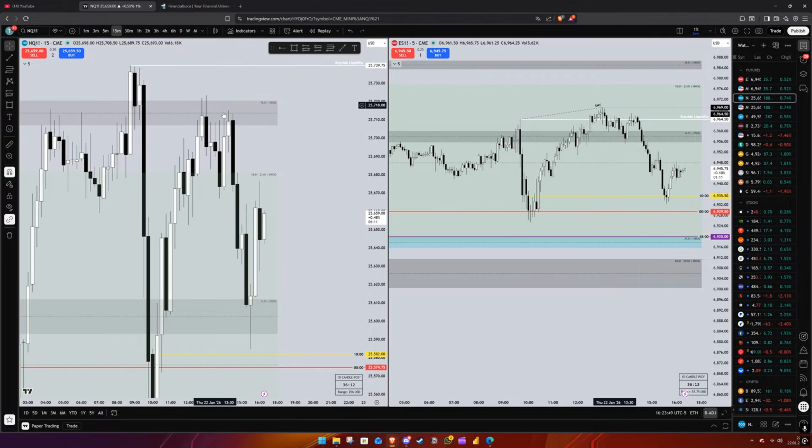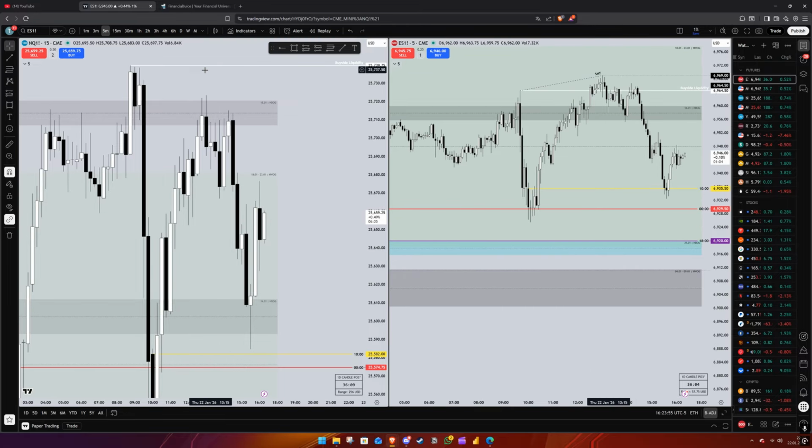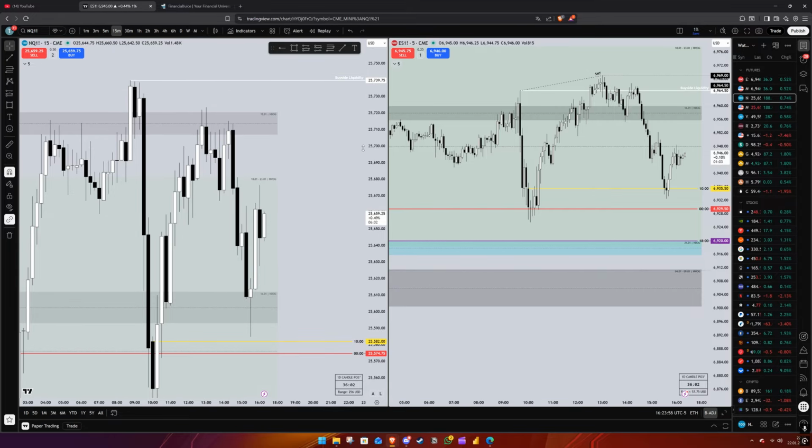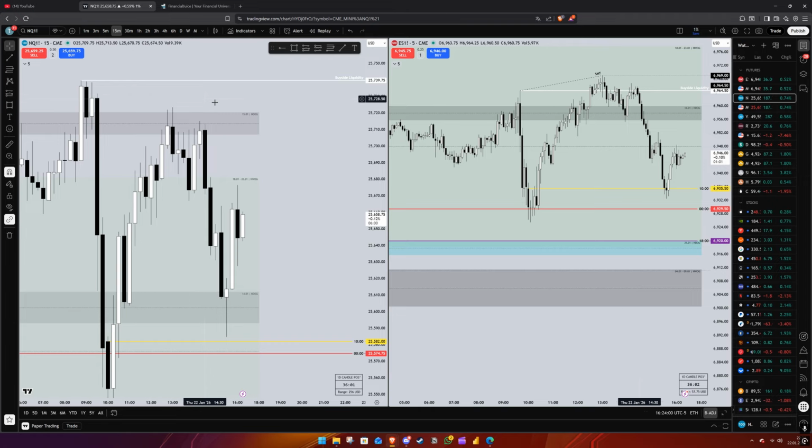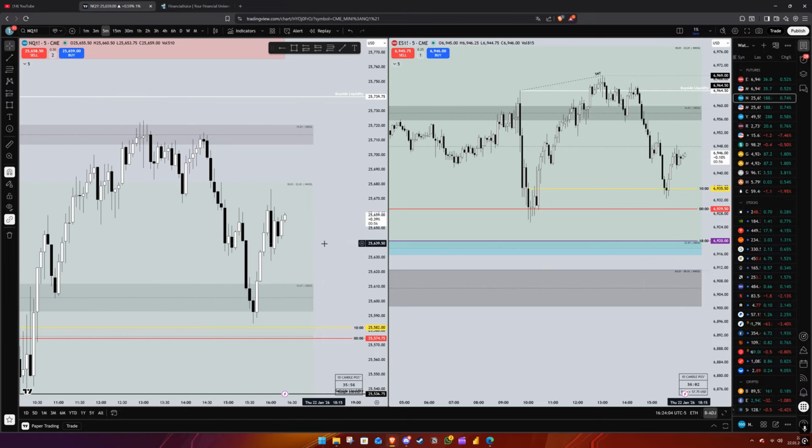So now this is me speaking in hindsight because it wasn't a long, so I was really looking at this to take shorts and my bias was still bullish up to the high. But we never got that. So pretty average day, I would say.